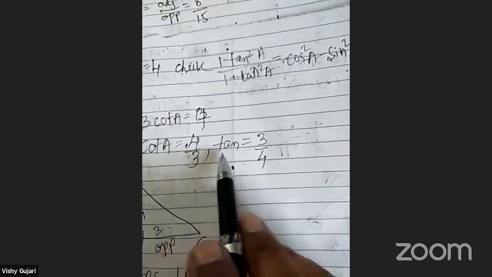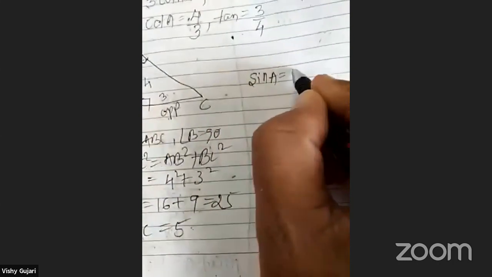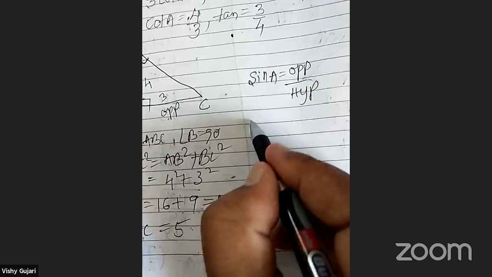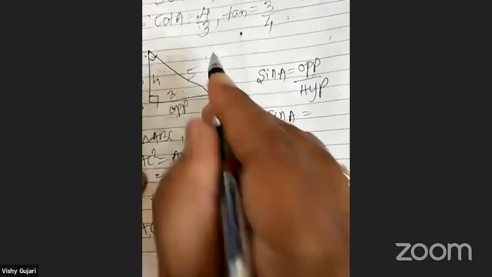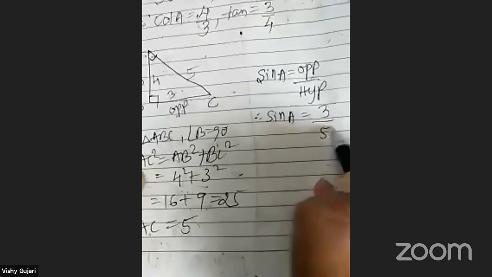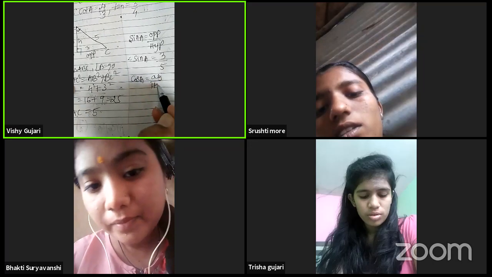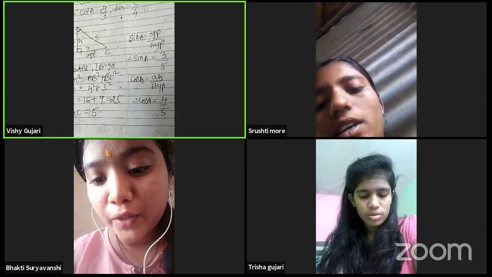Now look here. We have tan A with the value 3 by 4. What is cos and what is sine? We have to find out. Sine A is opposite by hypotenuse. Therefore, sine A is equal to opposite 3, hypotenuse 5, so 3 by 5. Cos A is equal to adjacent by hypotenuse. Therefore, cos A will be 4 by 5.